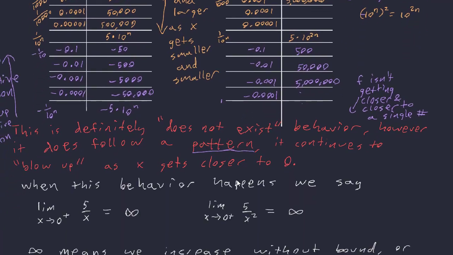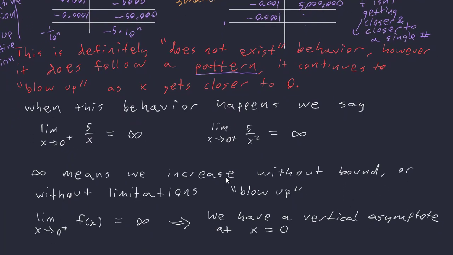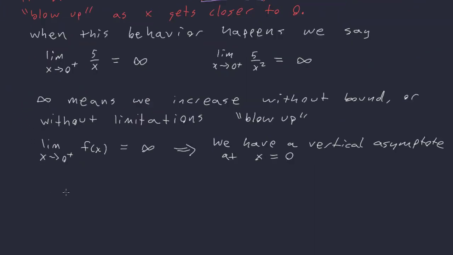Okay, so here's what we say in this particular case. Based on what we got in the table, the limit as x goes to 0 from the negative side of 5 over x is negative infinity. Negative infinity is how we say that we decrease without bound. This is the blow up in the negative direction we just talked about.